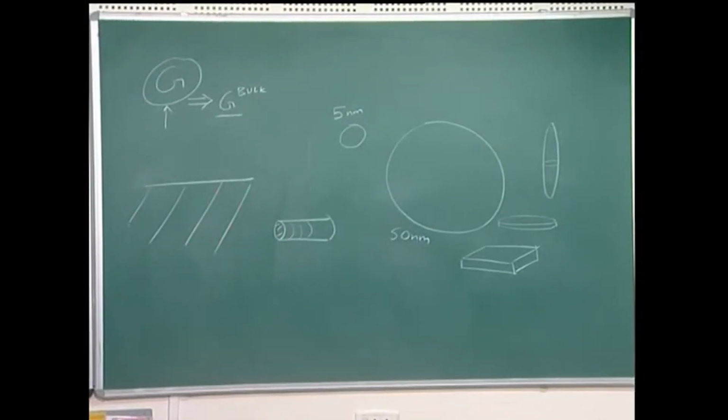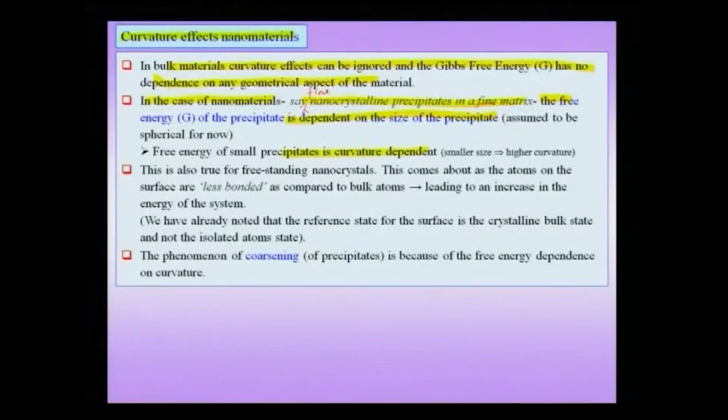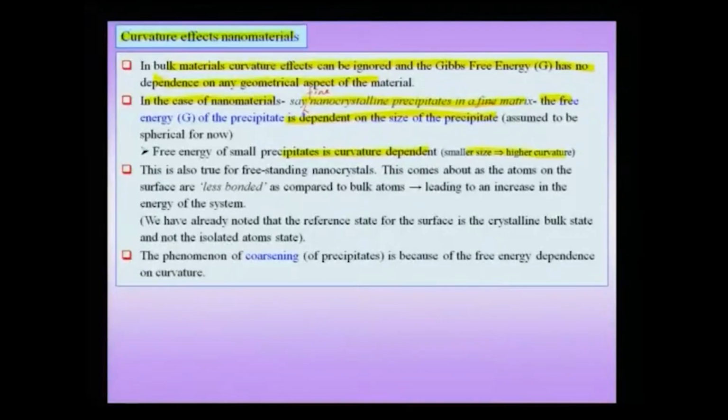and the free energy of this precipitate is now going to be curvature dependent. In other words, if I am talking about a spherical particle, I am assuming that it is size dependent. Therefore, Gibbs free energy is not a constant number anymore, and it is dependent on the size. The smaller the size of the spherical precipitate, the higher is going to be my curvature, and as we shall see soon, therefore, the energy of the system is going to be higher.